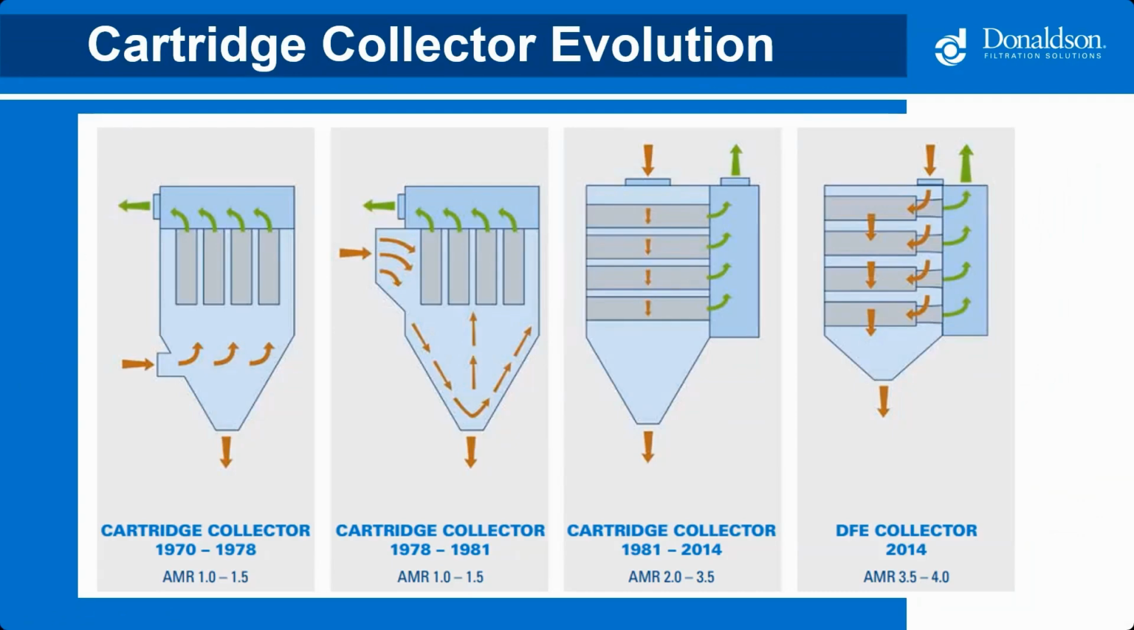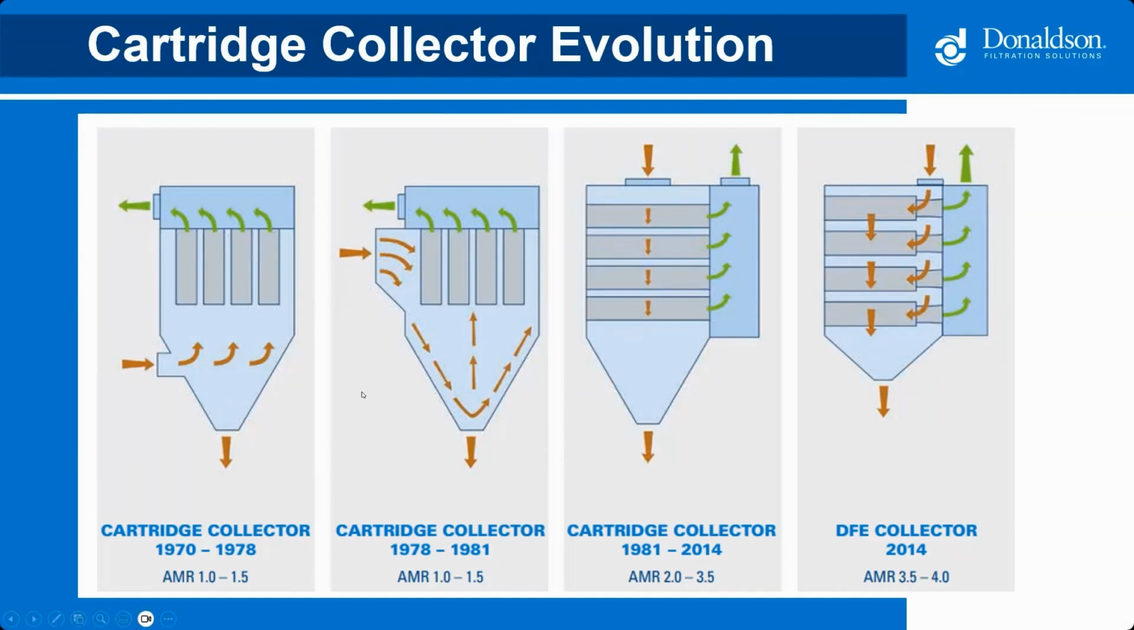So the next iteration was taking a look at where the inlet came in, because the problem with the previous generation was you had can velocity issues where a lot of times you'd have wear holes that would form on the back side of these filters, and the dust couldn't get pulsed down because as it would pulse, the incoming gas stream was putting it right back on the filter. So we moved the inlet upward to allow gravity to assist us in bringing the dust into the collector. And again, it was a step forward, but we still found opportunities for improvement.